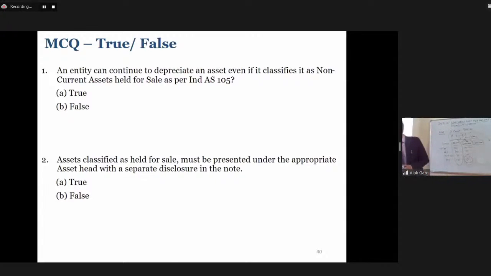Yes, Ambika, you're right. Answer is false, because when the entity has classified an asset as a non-current asset held for sale, the depreciation will be stopped, because depreciation is on the consumption of the asset and the intent of the entity is to sell the asset.